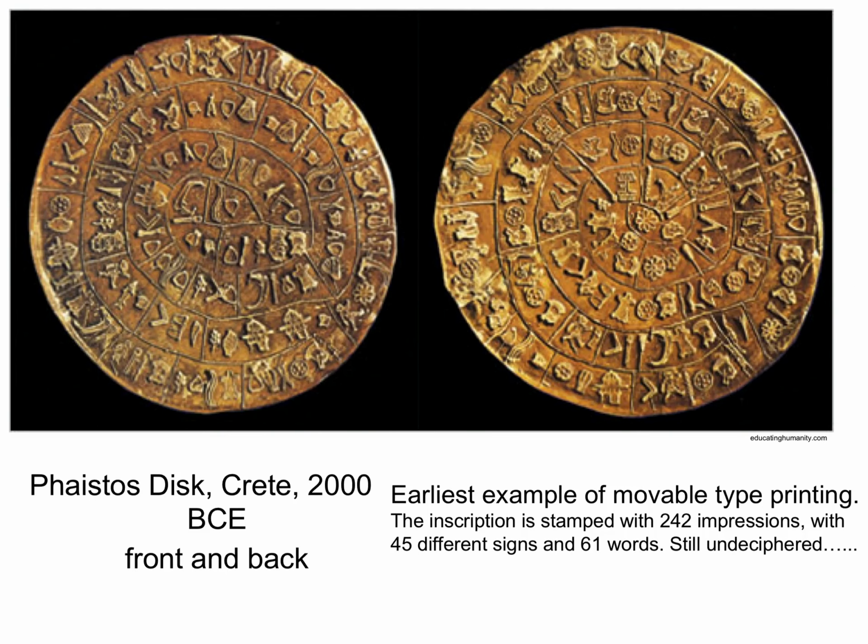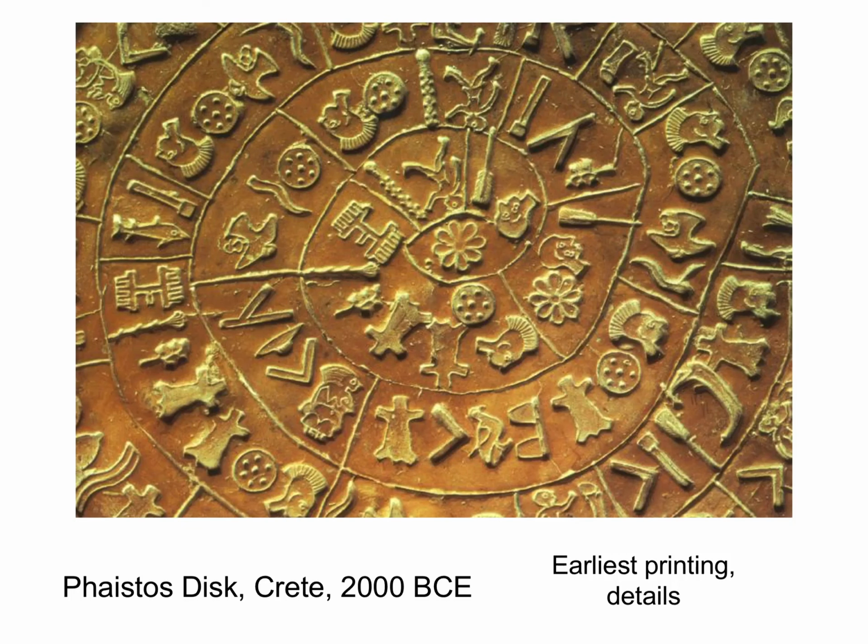The earliest example of movable type printing is found on a disc of ceramic called the Phaistos disc from Crete, and it's from 2000 BCE. This inscription is stamped with 242 impressions with 45 different signs and 61 words, and it is still undeciphered. We still do not know what it says because that language is unknown to us. This is a detail here of this earliest form of printing. The tools used for the printing itself have not been found, but the disc is a great record of the earliest form of printing in the history of humankind.